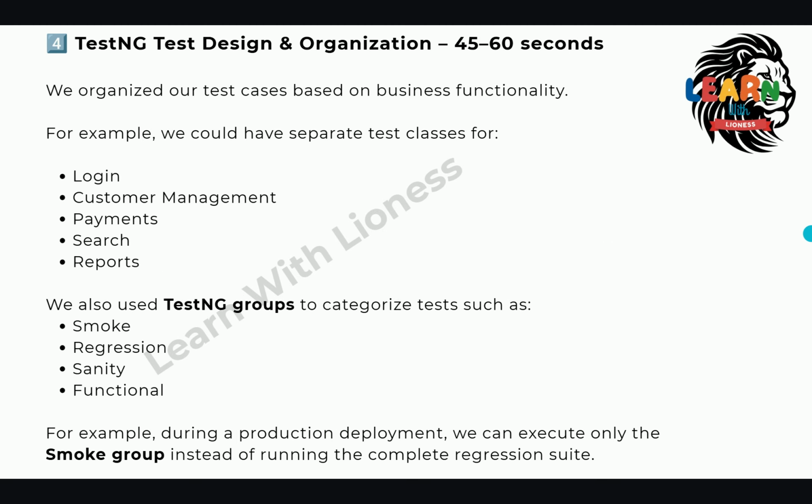TestNG Test Design and Organization. We organized our test cases based on business functionality. For example, we could have separate test classes for login, customer management, payments, search, reports. We also use TestNG groups to categorize tests such as smoke, regression, sanity, functional. For example, during a production deployment, we can execute only the smoke group instead of running the complete regression suite.